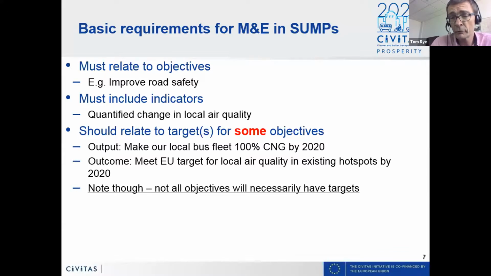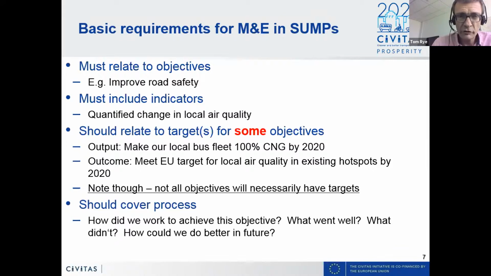So one of those is something that you specifically deliver. It's like something you implement. One of those is something that you actually want to achieve in terms of the overall objective. But I'll come back to why you might choose an outcome and why you might choose an output shortly. What I would say there, very much in the keep it simple line, is not all objectives will necessarily have targets. So when we look at real SUMPs, we find that there aren't always targets for every objective. And that's up to you, really, to decide.